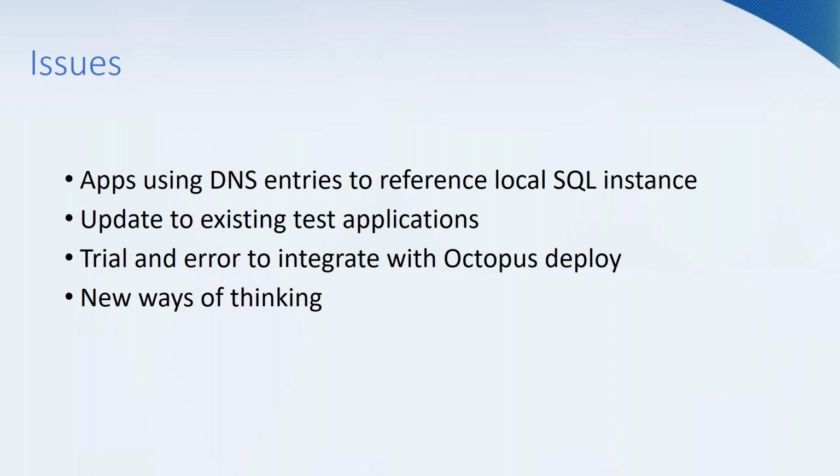The next point there: updates to existing test applications. We have a bunch of custom in-house applications that we can change that have, buried deep down in the code, a connection string with server equals dot or localhost, so we could actually go in and just change that. Trial and error to integrate with Octopus Deploy. We deploy all our applications via Octopus, and they all deploy slightly differently.